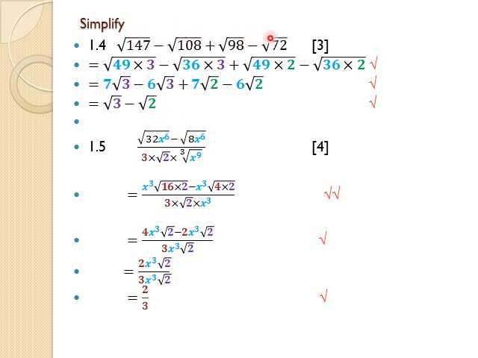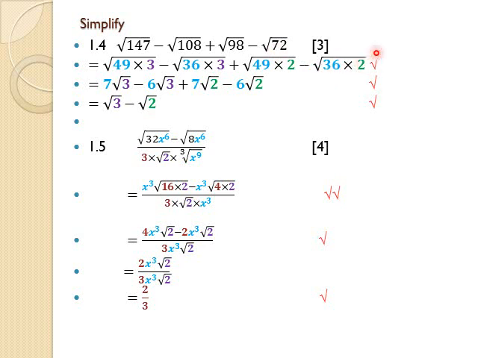So generally to add or subtract anything, they must be like terms. So there 147 is the same as saying 49 times 3. I find the perfect square in 147. 108 is the same as saying 36 times 3. So 36 is the perfect square. 98 is the same as saying 49 times 2, where 49 is my perfect square. 72 is the same as saying 36 times 2, where 36 is my perfect square.